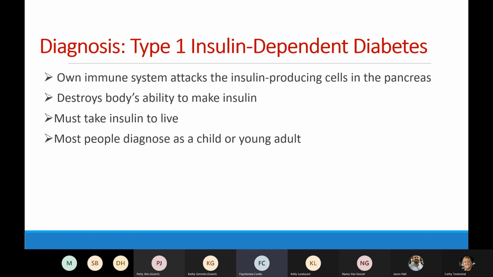All right, so diagnosis of type 1, we talked about this one. It's when your own immune system attacks the insulin producing cells, and the body does not make any insulin at this point. This is what a lot of children deal with. They have to take insulin. You see a lot of insulin dependent children with the insulin pump. Most people who have type 1 or insulin dependent diabetes are diagnosed as a child or as a young adult.